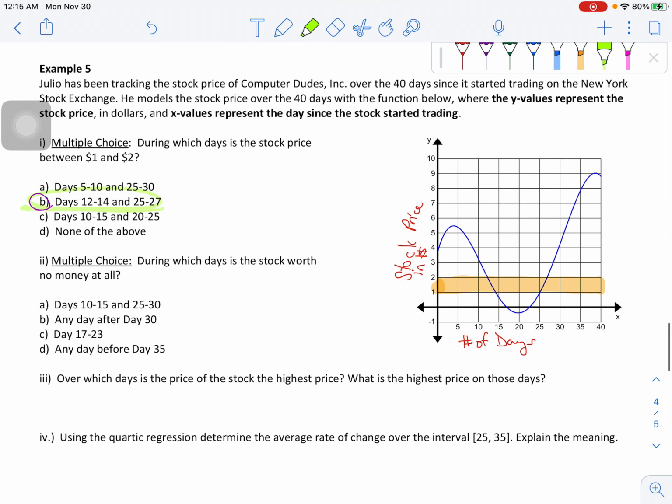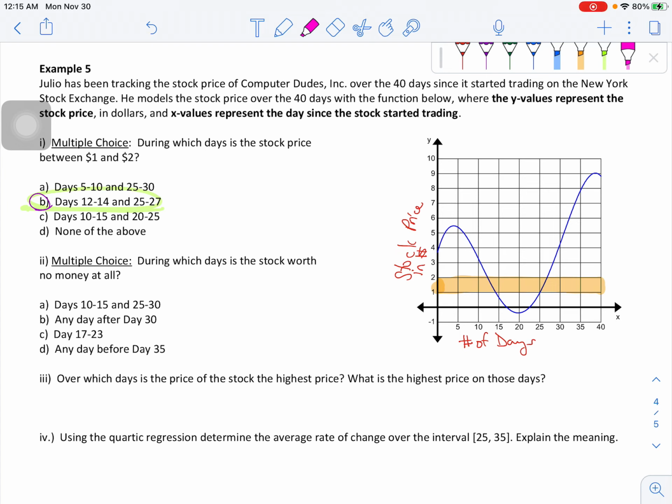All right, second multiple choice question. During which days is the stock worth no money at all? Well, again, we talked about this in a different problem, but if we're talking about stock prices, you either are worth something or you're not. It's not like the company is going to owe money to the stock exchange. It's just a weird situation.